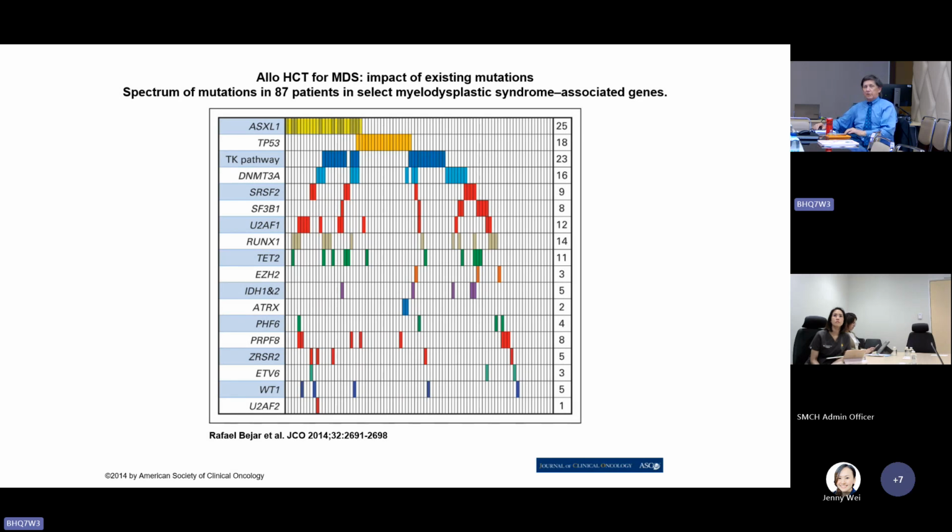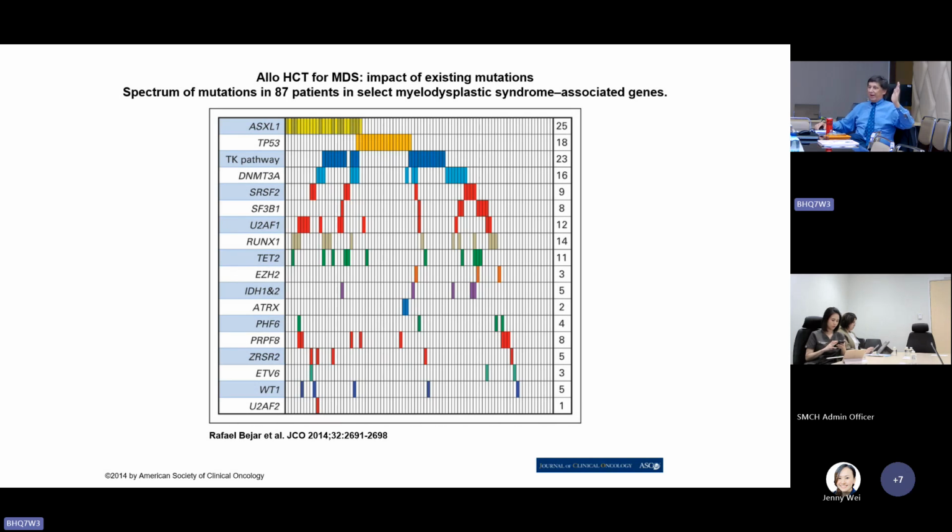And so this is a study that was asking the question, what mutations should we be looking for? And this is one of the first examinations of patients who went to allogeneic transplant for myelodysplasia. And they said, you know, what happens with these mutations? And they identified in this panel of about 100 patients what were the most common pre-transplant mutations seen in the MDS patients. Remember, MDS is a stem cell disease, so it's really hard to eradicate the mutations because it's not a committed progenitor.